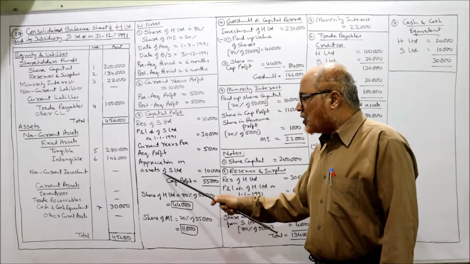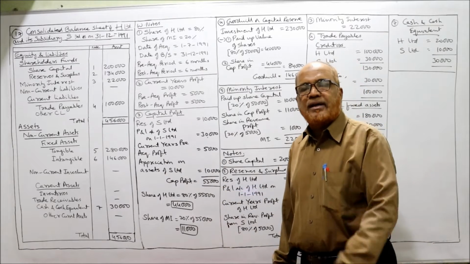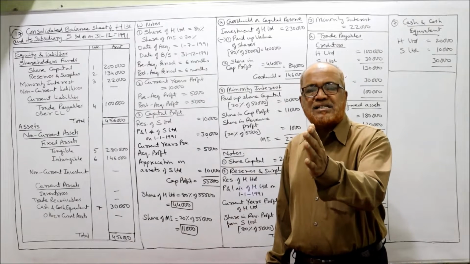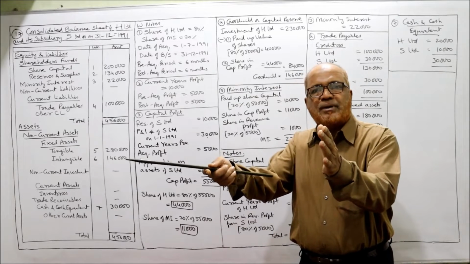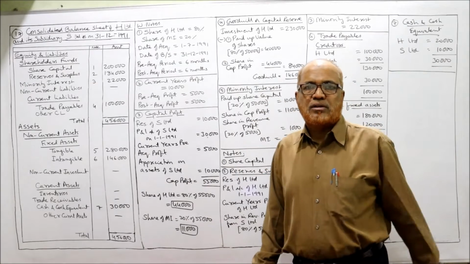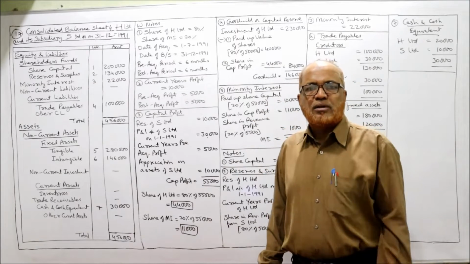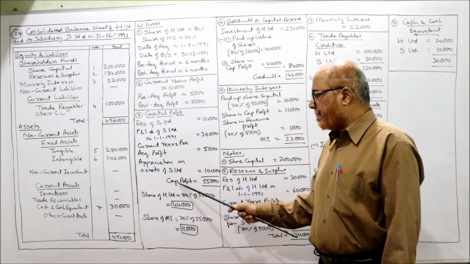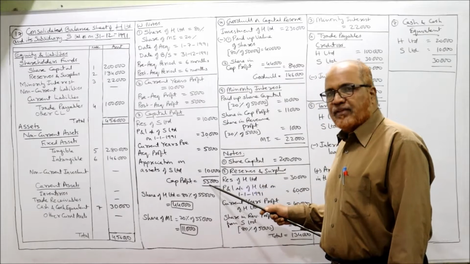Now appreciation on assets of S Limited. Just now I told you on 1st July 1991, the assets, the furniture and fixtures of S Limited has been wrongly valued as 40,000 instead of 50,000. So actual value 50,000. So 10,000 rupees we have to increase. That is a capital profit. Now total capital profit 55,000.